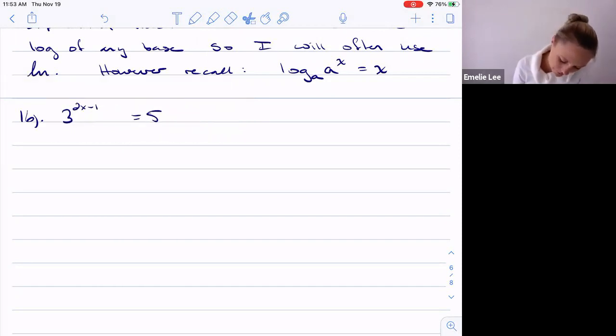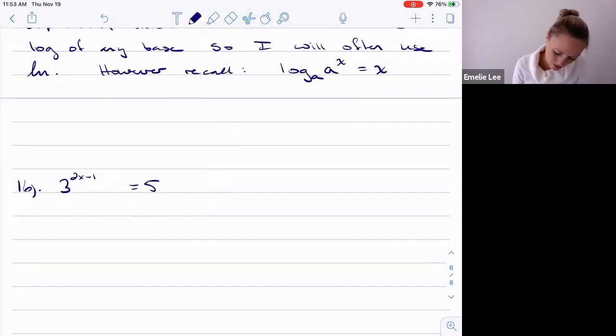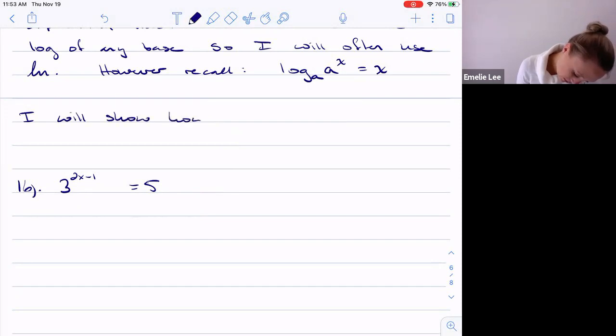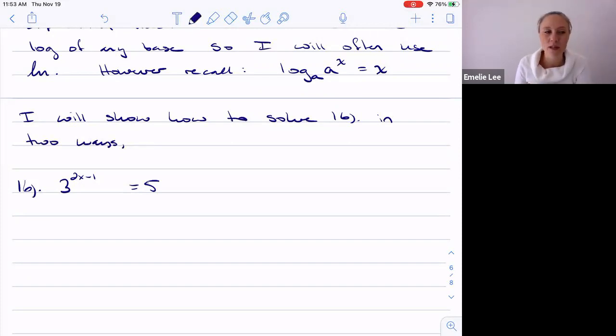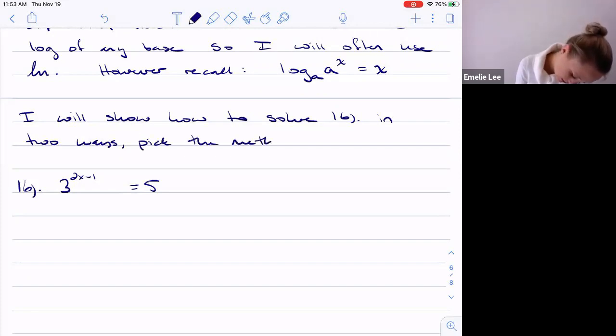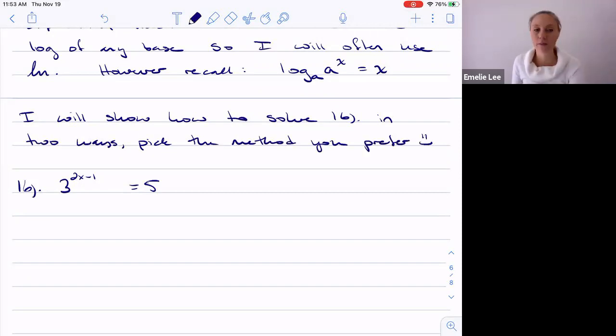Maybe I'll make a little note here before we start 16. I will show how to solve 16 in two ways. Pick the method you like the best, the method you prefer. It doesn't matter. Like I said, you're going to end up at the same location. Whichever one makes sense to you, right?